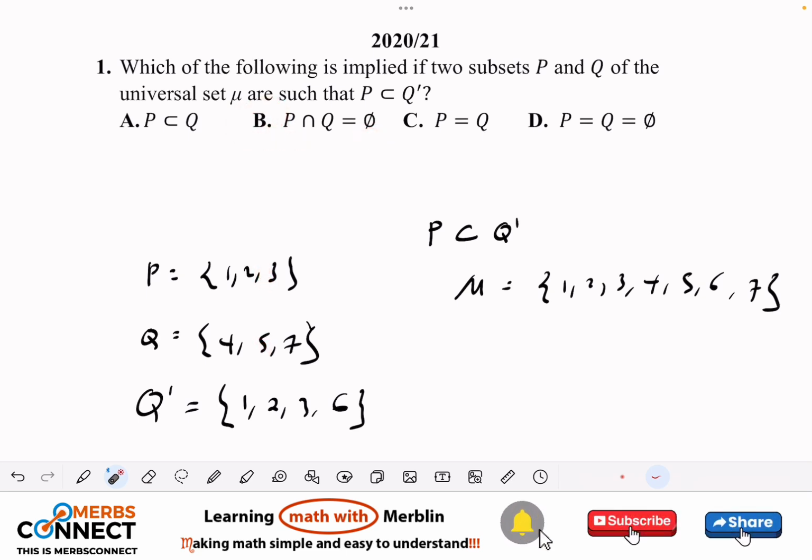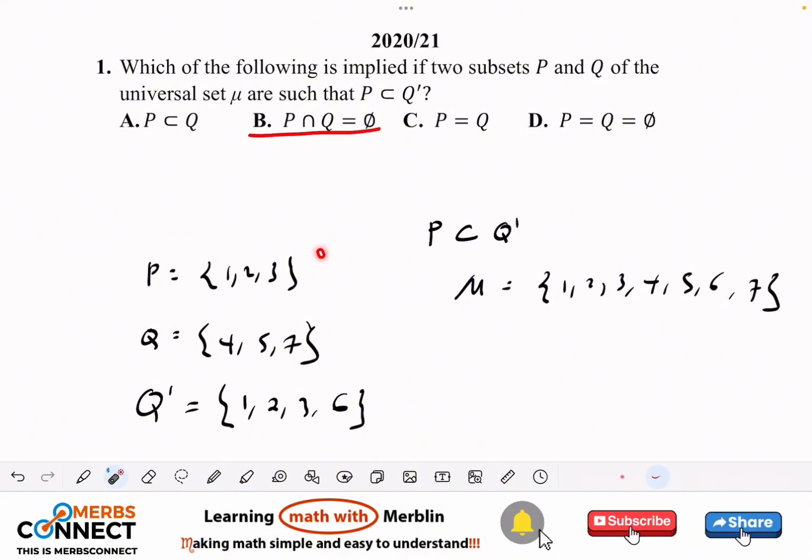But let's look at the other options too. Is P the same as Q? No. Is P the same as Q, and is it empty? No. So the best option for us here is option B, right? The best option for us here is option B. So this is how you can analyze the set.